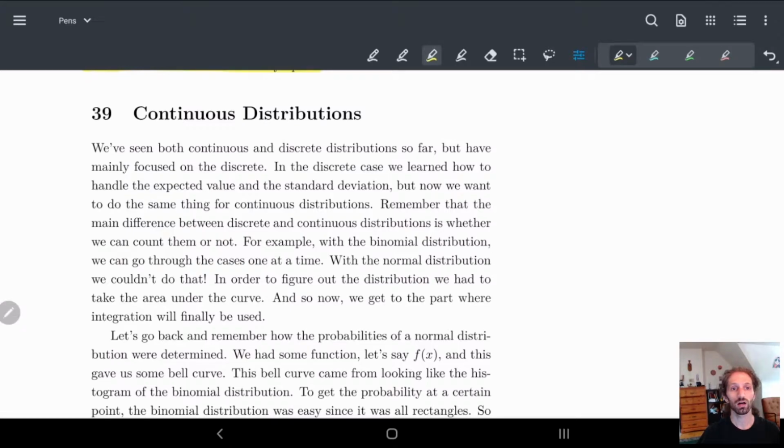So what we're going to do is look at the continuous nature. In the discrete case, we learned how to handle expected value and standard deviation, and we're going to do the same thing for the continuous case as well.